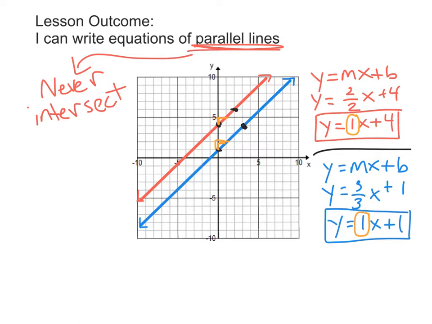So the important thing to remember about parallel lines, very important, okay? Parallel lines have the same slope. Parallel lines have the same slope. And that's kind of a key to what we're doing in this section.